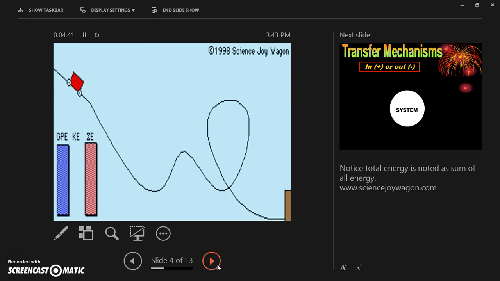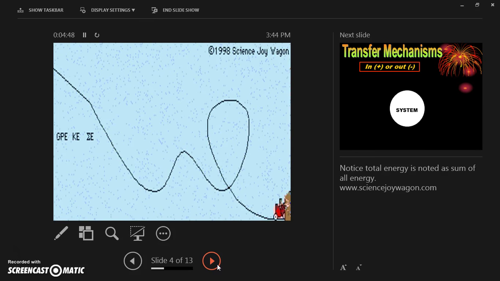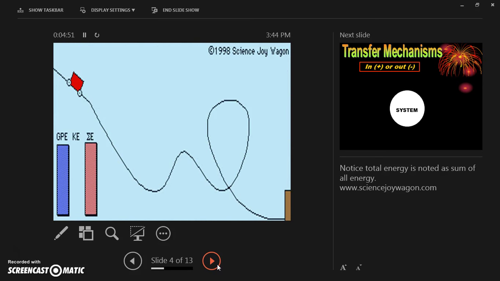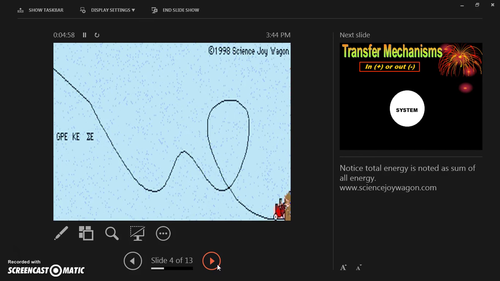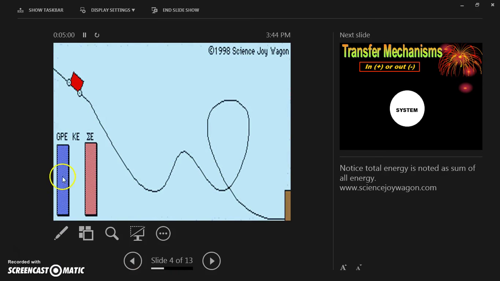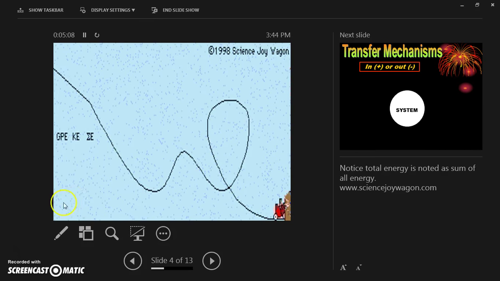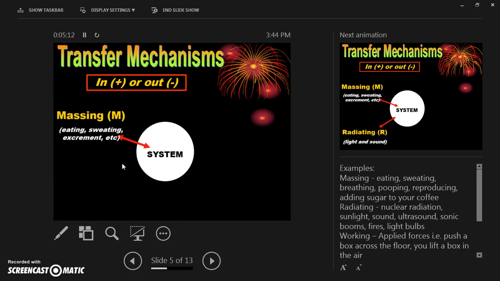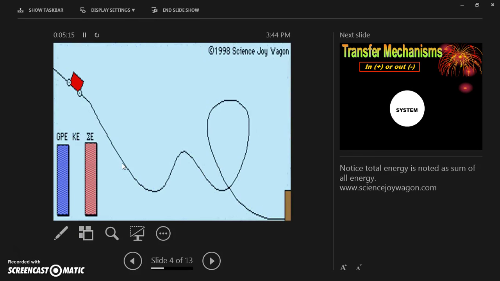You'll notice that on a roller coaster, which is a very popular theme with energy transfer within a system, as the roller coaster has different speed and different heights, the GPE and KE will shift. But at any moment in time, if we were to pause and look at the height of the blue GPE bar and the gray, black KE bar, if we were to stack those on top of each other at any moment in time, it would still equal the total energy bar of the system.